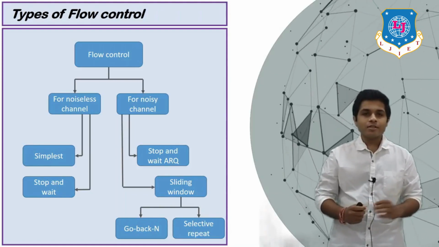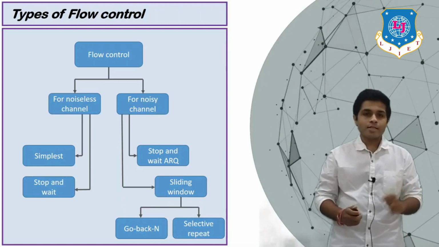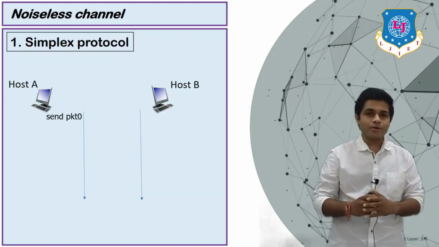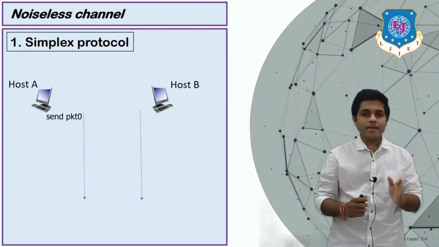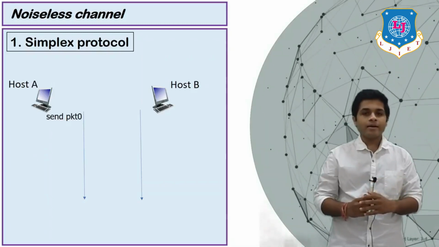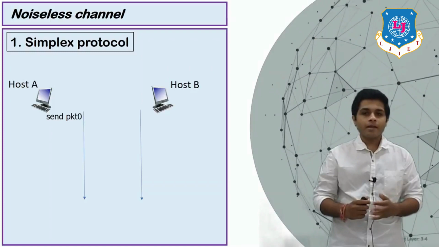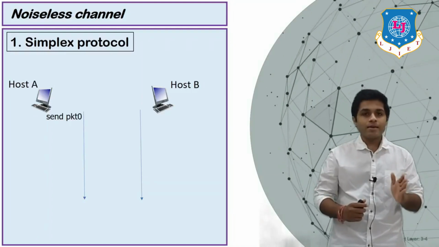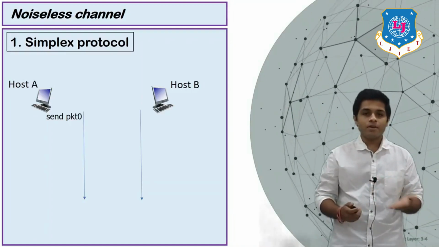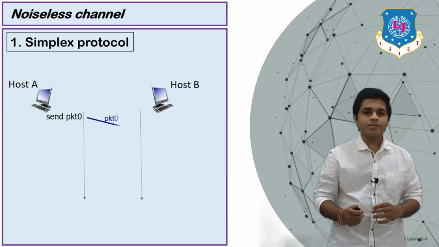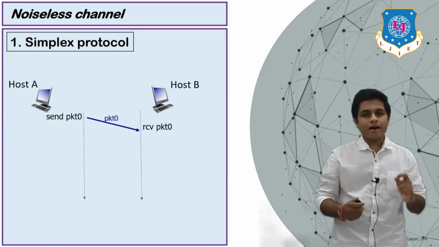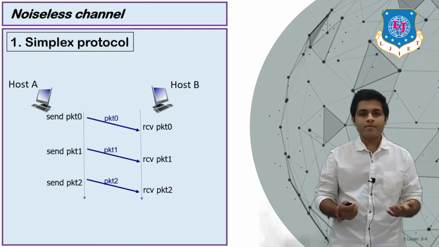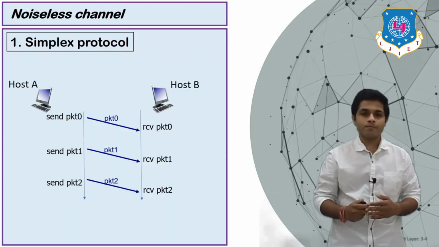Let's start our discussion with the first one, which is for noiseless channel. The first type of the noiseless channel is Simplex Protocol. You can see that two devices A and B are connected and A is sending a message to B. Simplex Protocol means that communication is only in one direction. So A will only send the message and B will receive the message. A will send packet 0, B will receive packet 0. After waiting for some time, A will send the next packet, packet 1, B will receive packet 1, A will send packet 2 and B will receive packet 2.